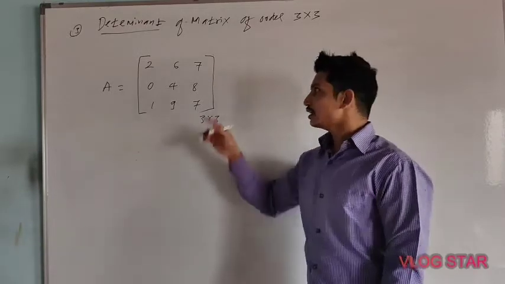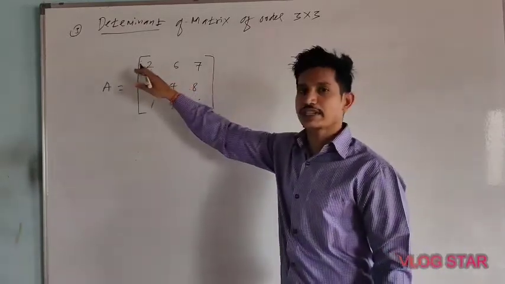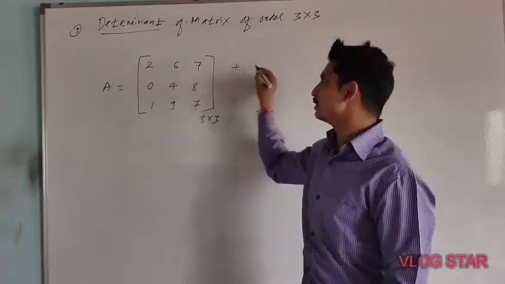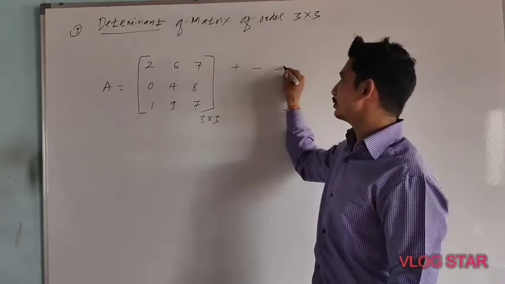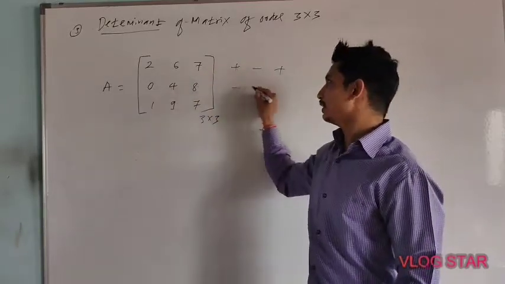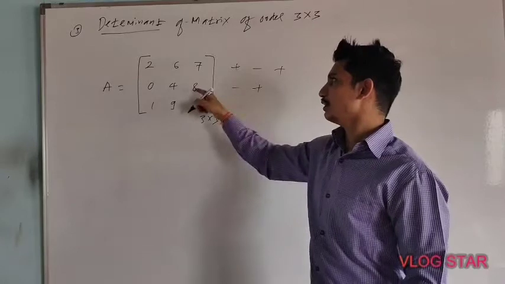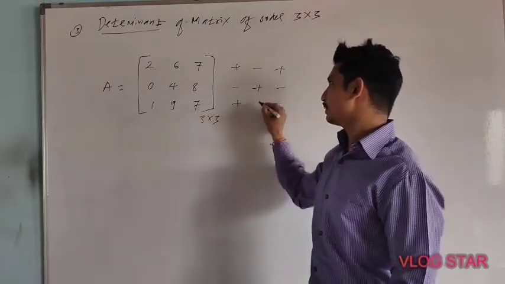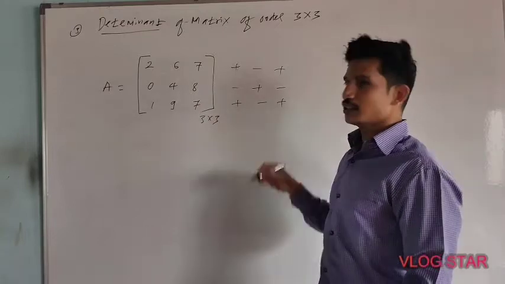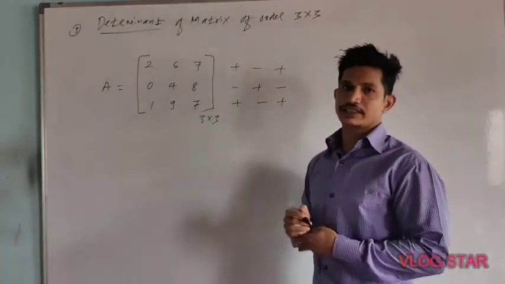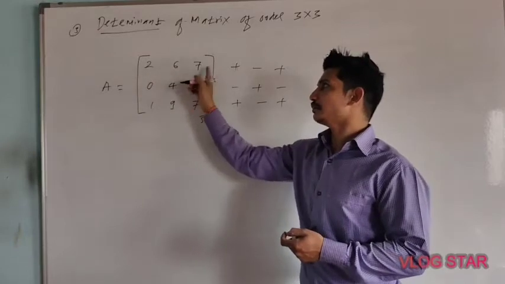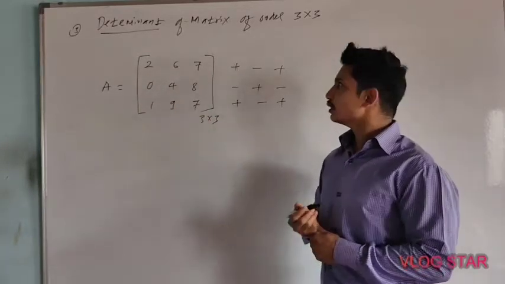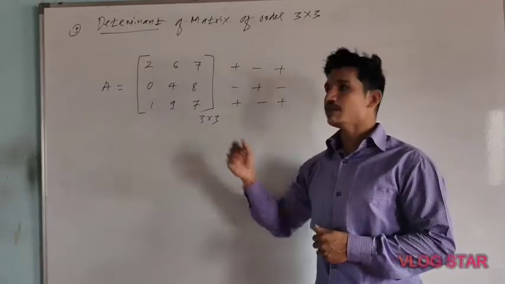Now see that there are some signs for each place. For this place plus sign, for this place minus sign, for this place plus sign. For this place minus, for this place plus, and for this place minus. For this place sign is a plus, for this place minus, for this place plus. Means for each place there is a sign. Okay, plus minus plus, minus plus minus, plus minus plus. Okay, so we are finding now the value of matrix A.